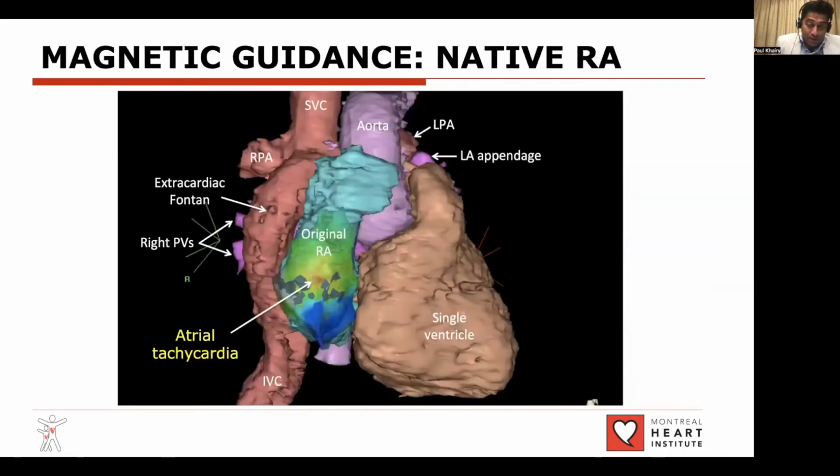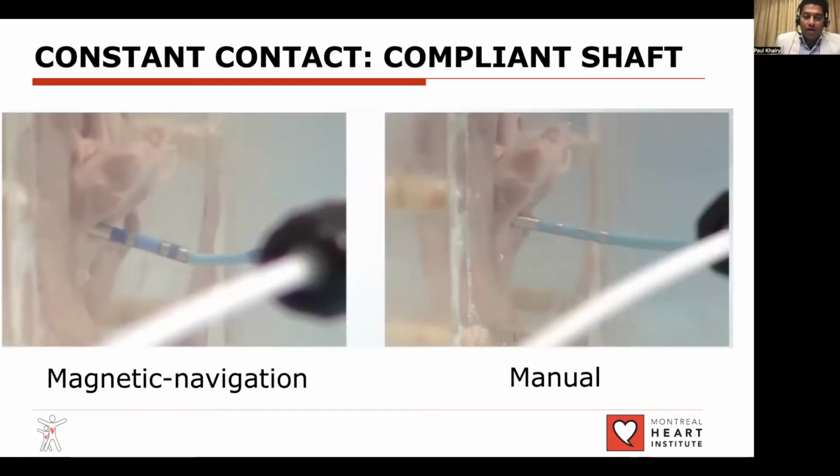And so in this particular patient who had the arrhythmia in that turquoise chamber, we went retrograde aortic, and here we are. We mapped a non-automatic focal atrial tachycardia along scar border that was successfully ablated. Now, some of the other interesting features of the system are the constant contact that you get with magnetic navigation.